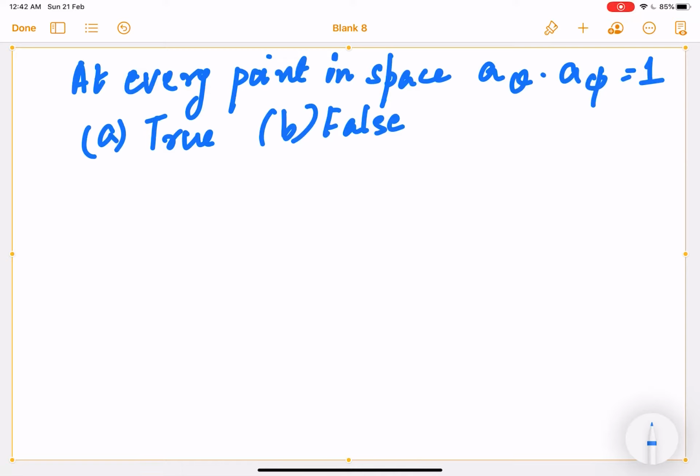Hello everyone, let's solve this question. At every point in space, a theta dot a phi is equal to 1. Is it true or is it false?